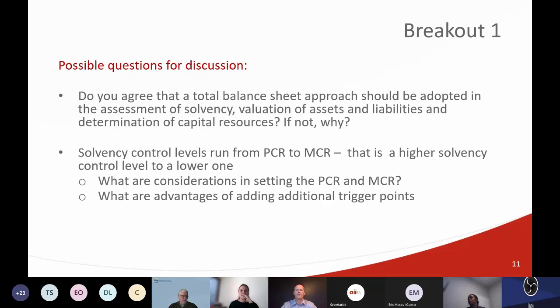So I have some questions here, but they're really more illustrative to think about in the breakout rooms. The concept of a total balance sheet approach, Jules didn't develop it further in this session, but we can talk about the concept of a total balance sheet approach and what your thoughts are on it, the advantages and disadvantages. Jules mentioned the solvency control levels, and some thoughts that we can discuss are what are the other considerations in setting the PCR, MCR, and what are the pros and cons of adding additional trigger points. Those are just illustrative, so we would like the session to go where you want it to go. But there are some thoughts to help you to think about.